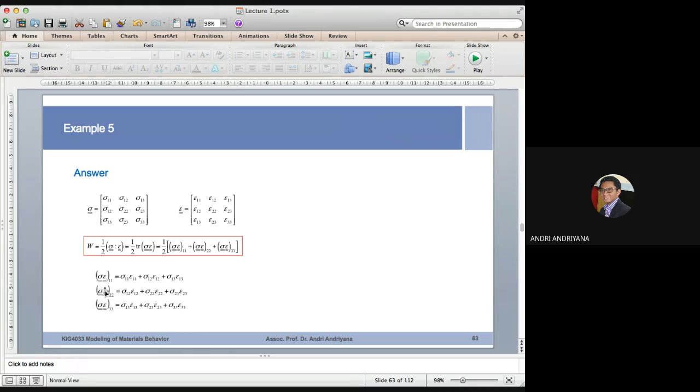And then the component 2, 2 of the product sigma epsilon is this one. And the component 3, 3 of the product sigma epsilon is this one. So I can simply just sum up. So the elastic strain energy is simply given by the sum of the three, and then I can put in this way.